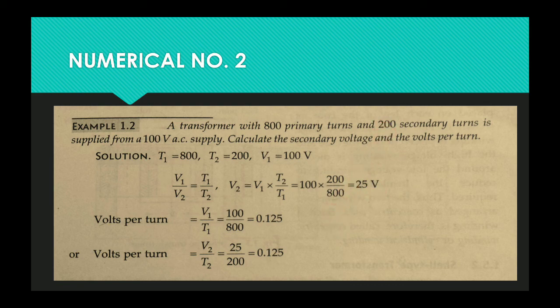So 25 by 200 equals 0.125. Okay, so 0.125 volt per turn for both these windings of this transformer. So from this numerical, we know that the voltage per turn for any transformer, for any side of winding, primary side or secondary side, is always the same. Okay, so that is numerical number 2.